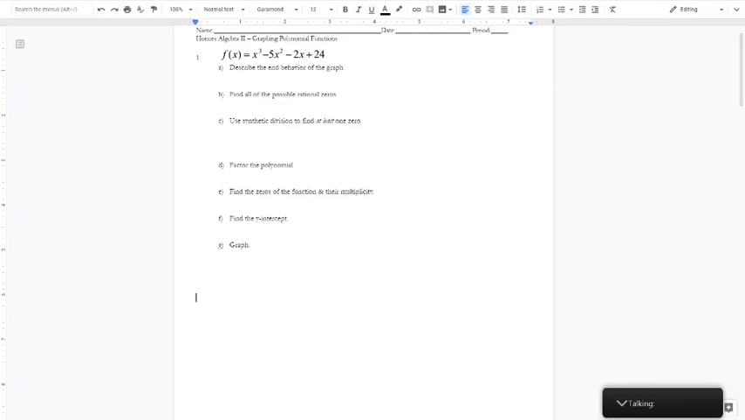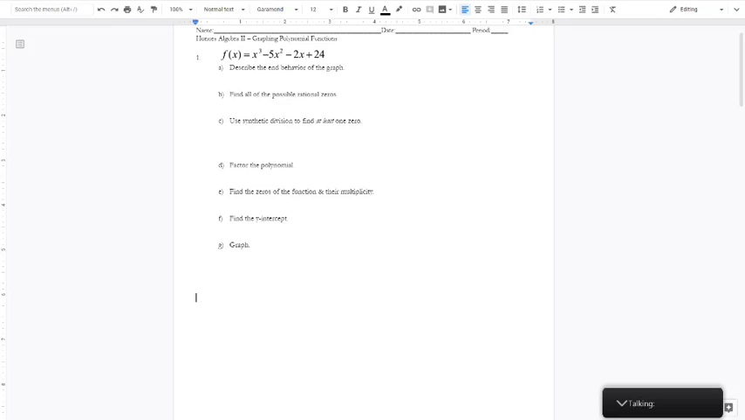Alright, in this video, I'm going to take you through an example of how to graph a polynomial that has a higher degree than a quadratic and also can't be factored by traditional methods. So it can't be factored by grouping, meaning you must use synthetic or long division to factor it.